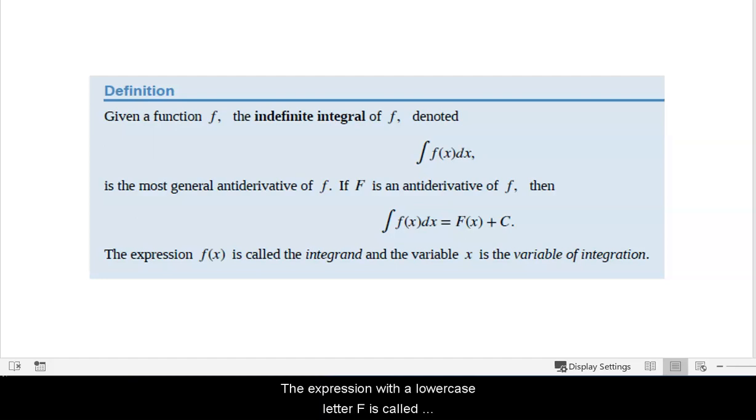The expression with lowercase letter f is called the integrand, the thing being integrated, and the variable x is the variable of integration. The dx is the differential, just as it was for derivatives.